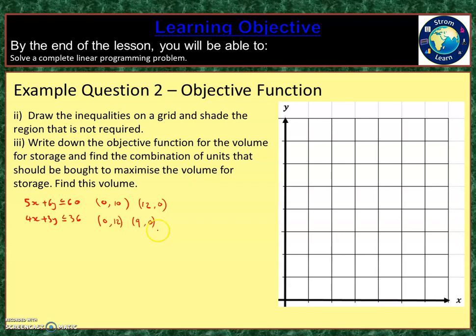So if I look at my scale, we can go up in 2s, so that's fairly nice. Do the same along the x-axis. So 0, 10 and 12, 0. Okay, so ideally this would be a nice straight line, not too bad, but there we go. And it's got to be less than that value. So I'm going to shade out the region which it's not.